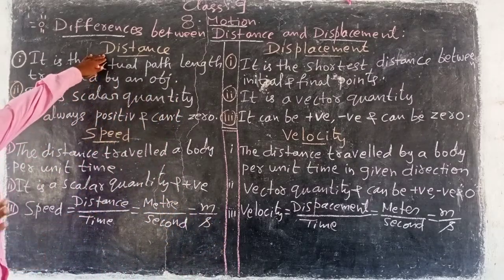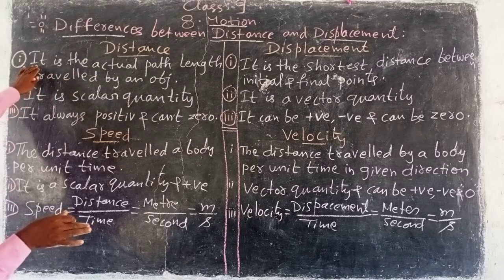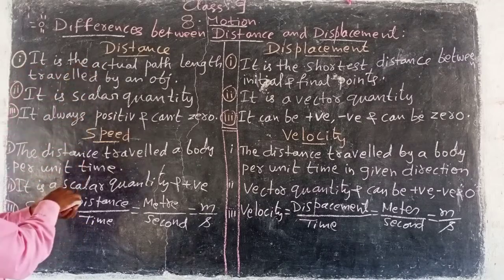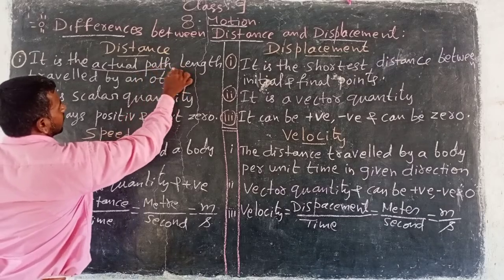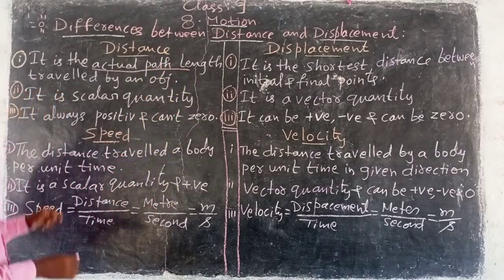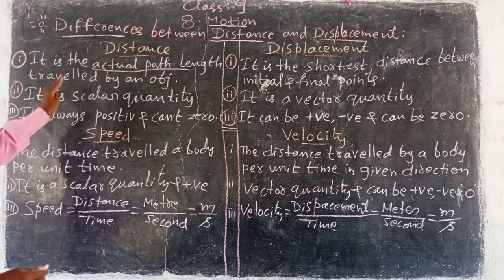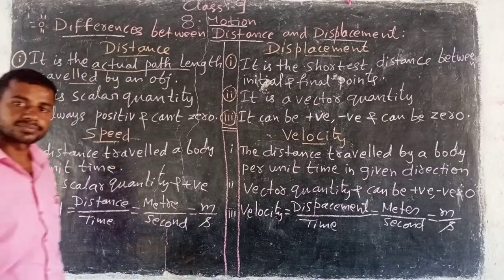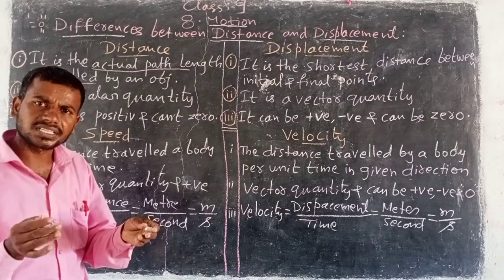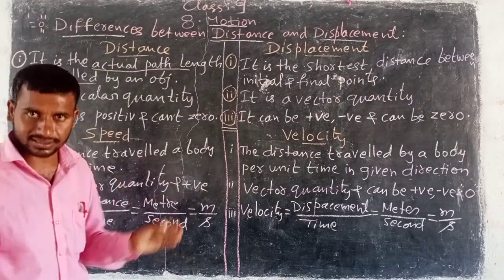Look here. Distance. What is distance? It is the actual path length traveled by an object. Distance is the actual path length.